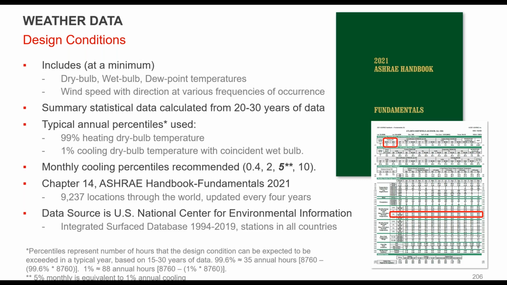Why don't we design to the worst condition? Because you're going to pay a lot to be able to do that. And most of the time, there's enough mass in the building and other things to sort of float through those, and small variations are not going to matter. So for heating, it's recommended to use 99%, and 99% again is like 1%, but that means 99% of the time it's going to be warmer than that. Again, it's about 88 hours a year.